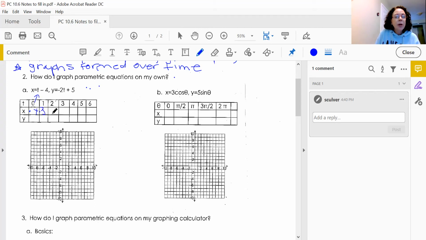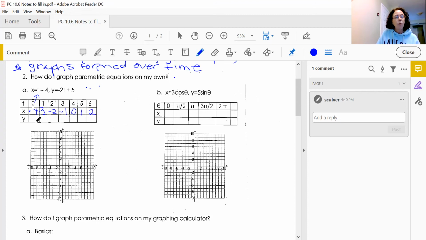When we put in a 2, we have a negative 2. There, that's a little better, right? When we put in a 3, we have a negative 1. When we put in a 4, we have a 0. When we put in a 5, we have a 1. And when we put in a 6, we have a 2.